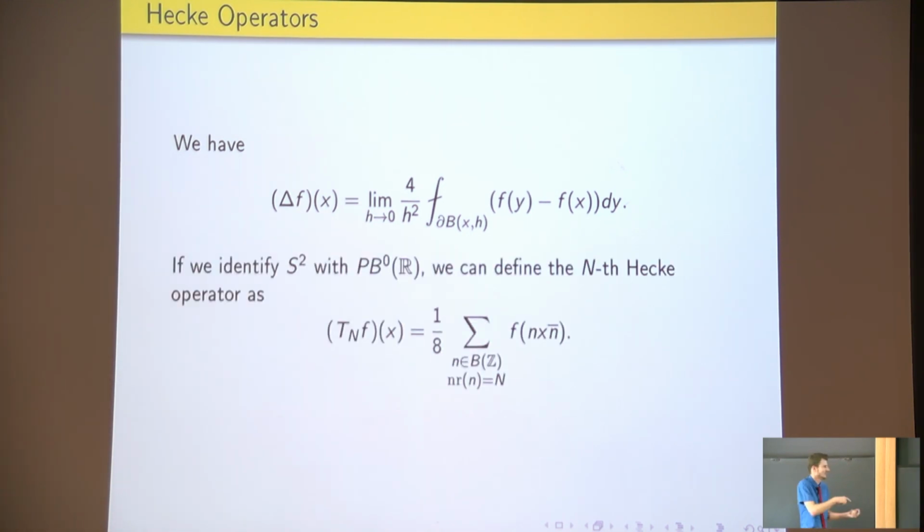In order to do so, you need to identify the sphere with the projective trace 0 Hamilton quaternions. That just means the real part is 0. And then you can define the nth Hecke operator again as some average, where you take the integer quaternions with norm n, and you precompose with the adjoint map, which is just going to be some rotation. Like the Laplace operator, these Hecke operators are self-adjoint, and moreover they commute with each other and with the Laplace operator. And so you can find a common eigenbasis.